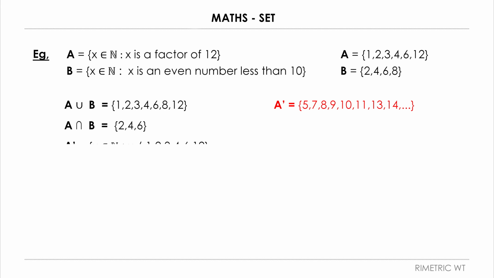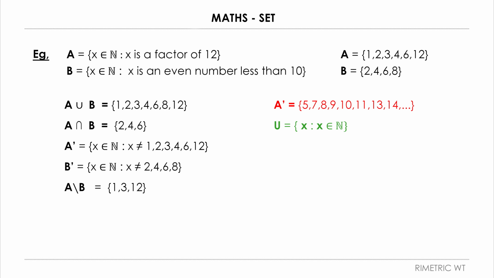Therefore, we say A complement is the set of all natural numbers x such that x is different from 1, 2, 3, 4, 6, 12. Same goes for B complement as well. Note that the set of natural numbers is our universal set. Relative complement A minus B will be {1, 3, 12}, which are elements in A but not in B. And B minus A will be a set containing the number 8.